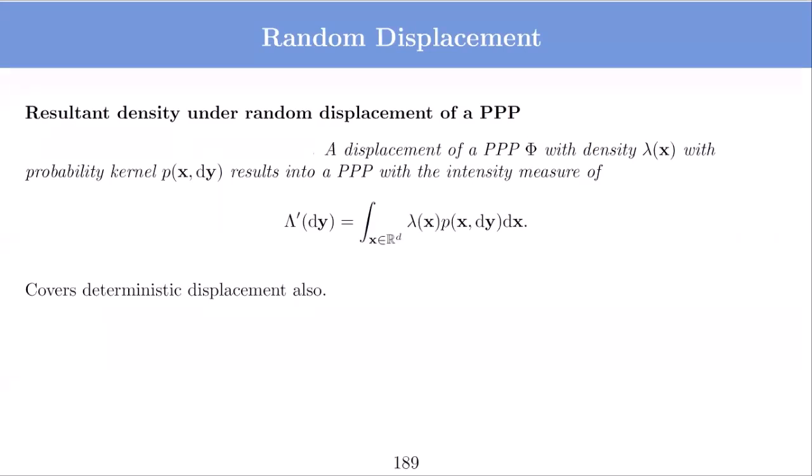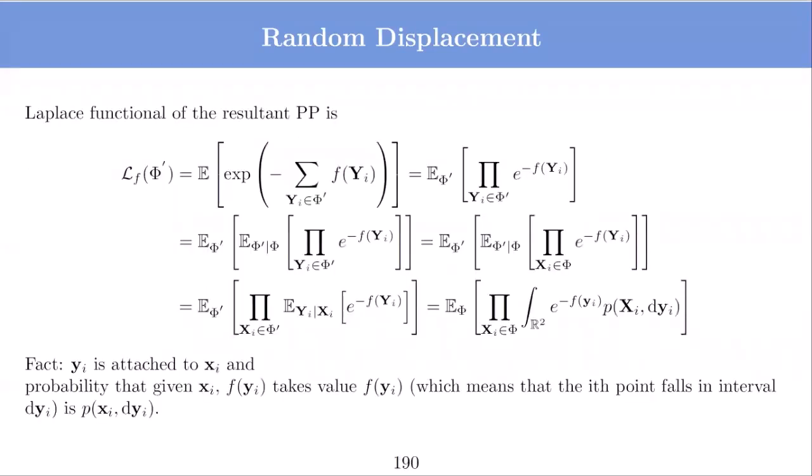Okay, this result is not generally true for other point processes. If you displace them, you may get a very different point process. But here, the PPP has this nice property that if you displace its points, the resultant is also a PPP. And of course, I am assuming an independent displacement now. So how do I prove this?